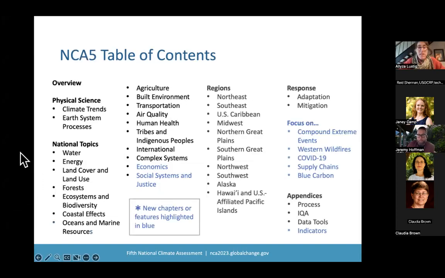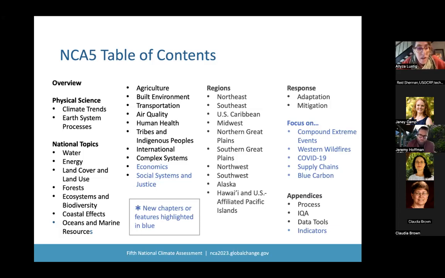Alrighty, so now let's take a look at the NCA5 table of contents. Like previous national climate assessments, NCA5 covers national level topics, regions, and response actions. The report opens with an overview, which is then followed by 2 chapters dedicated to the physical science of climate change. Then there are the national topic chapters. We have 10 regional chapters and 2 response chapters. Although, I'd make the point that response actions are also discussed throughout the report, including in the other chapters.